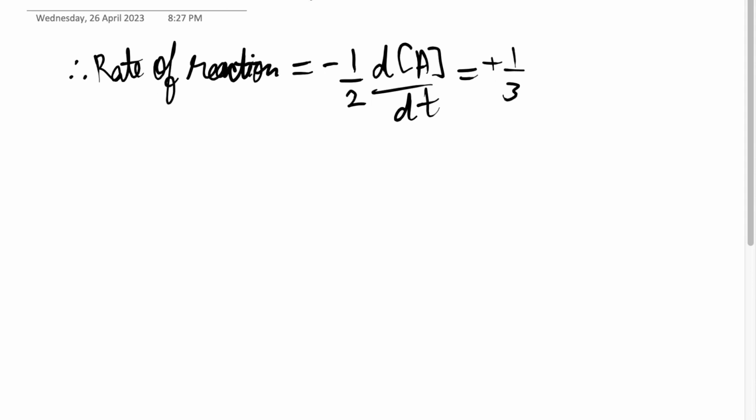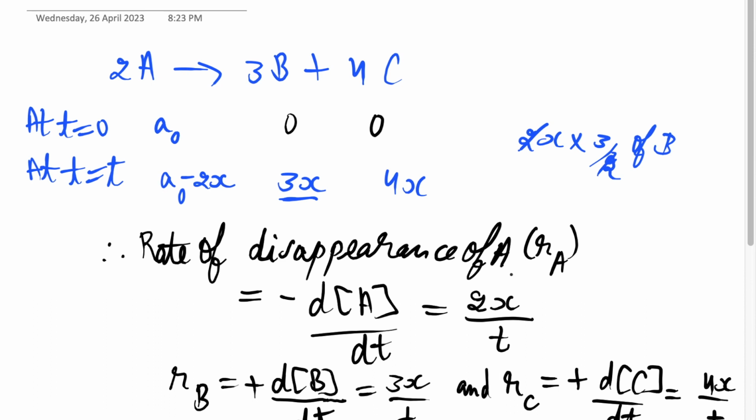Because the rate of a reaction R is equal to Ra equal to Rb equal to Rc. Ra will become equal to Rb and Rc only when they all are equal. So we make x by t, x by t and x by t so that they become equal.